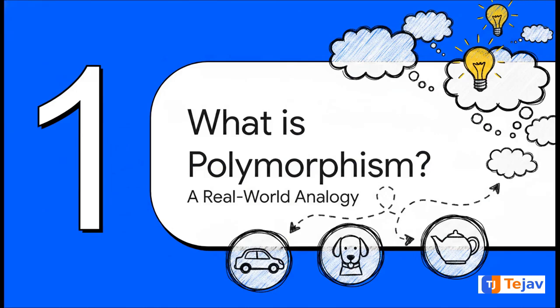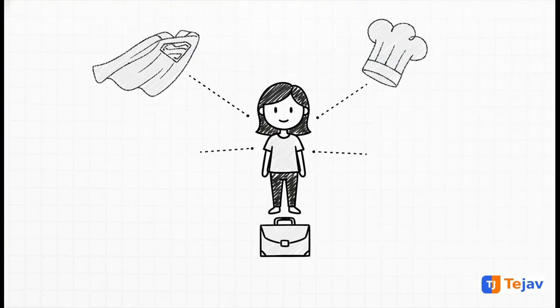So let's just forget about code for a second. I'm going to break this down with a real world analogy that will make everything just click. I want you to just think about, well, a person. It could be anyone, maybe even you. Now, you don't act the exact same way in every single situation, do you? Of course not. You adapt.